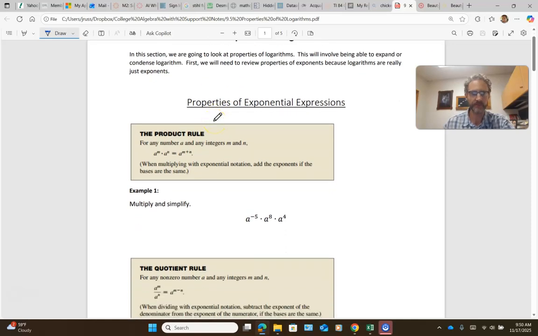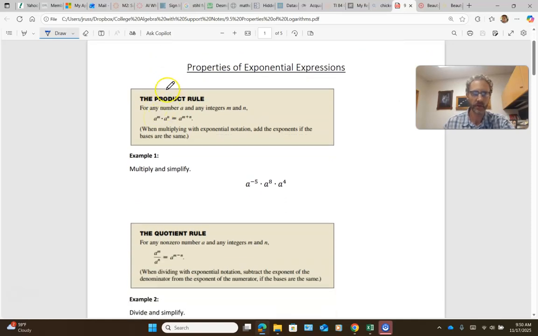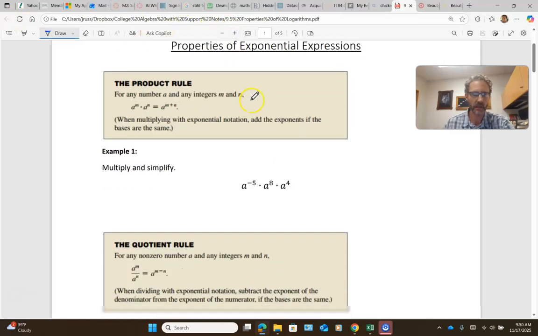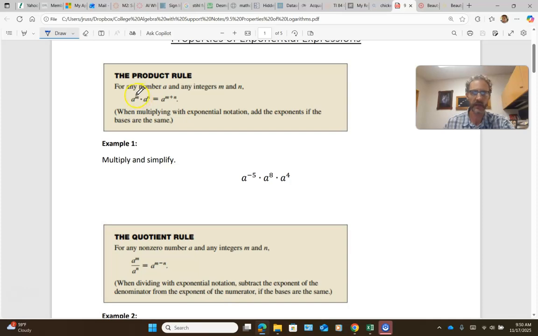Alright, so the first one we're going to call product rule. You guys should be familiar with this. It just says that if we have these two exponential expressions and we are multiplying them and the bases are the same, so the bases are both a's, then you add the exponents. So x to the second times x to the third is x to the fifth.